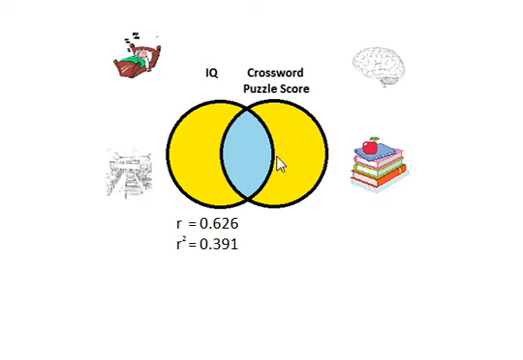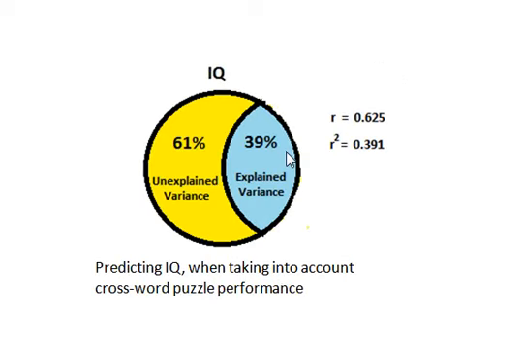All we know is that the correlation between IQ and crossword puzzle score is 0.62, and our coefficient of determination, R squared, is 0.391. That 0.391, that coefficient of determination, tells us what proportion of variability in IQ is accounted for, is explained by knowing someone's crossword puzzle performance.